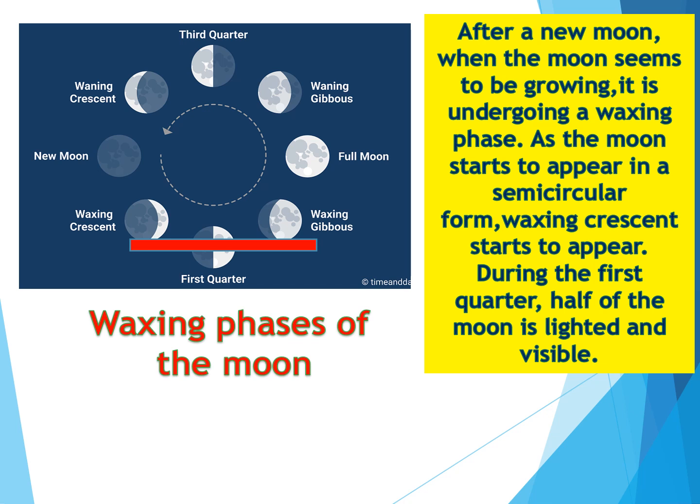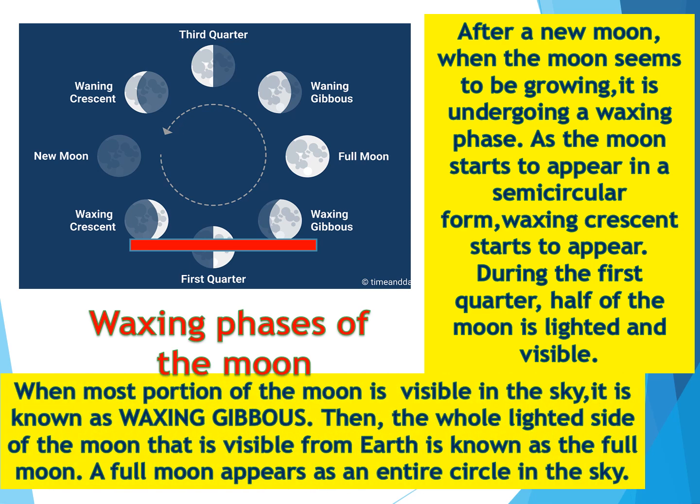As the moon starts to appear in a semicircular form, waxing crescents start to appear. During the first quarter, half of the moon is lighted and visible. When most of the moon is visible in the sky, it is known as waxing gibbous. Then the whole lighted side of the moon that is visible is known as full moon. A full moon appears as an entire circle in the sky.